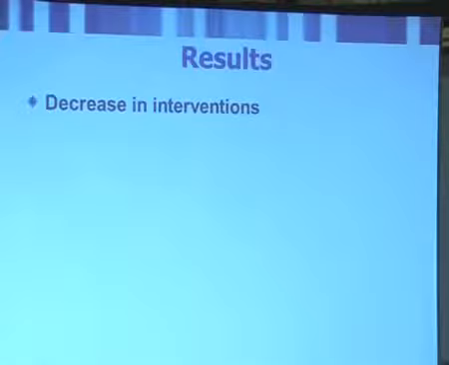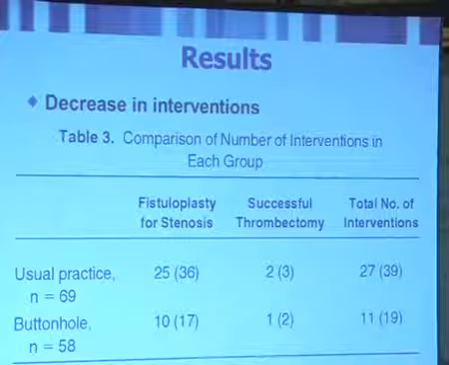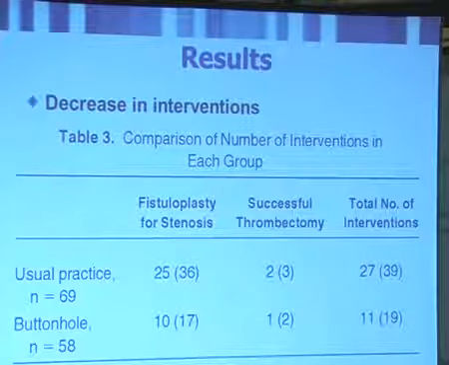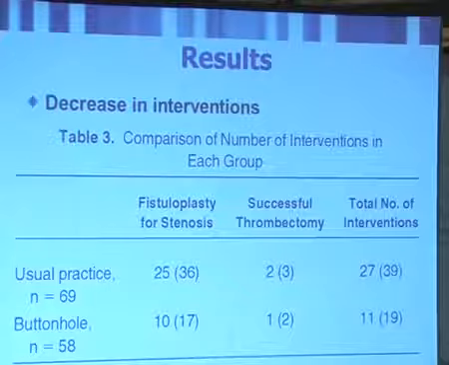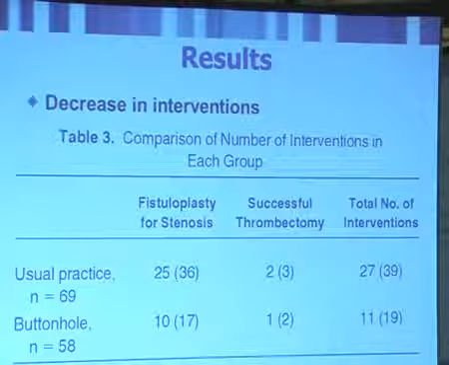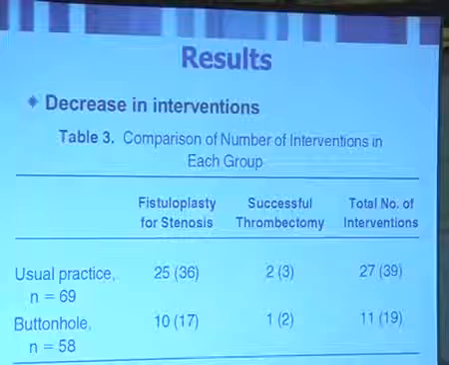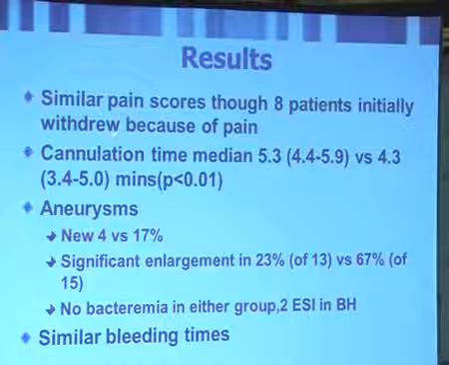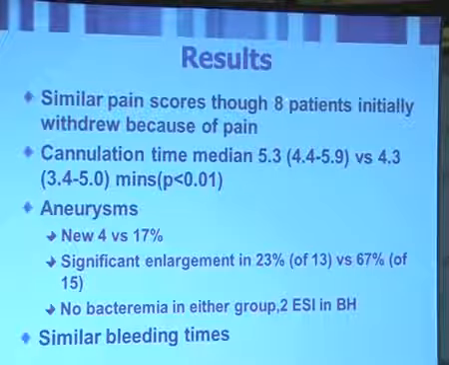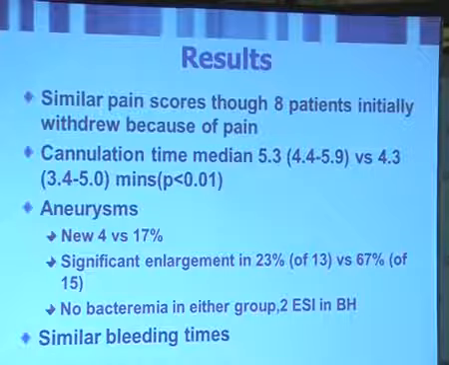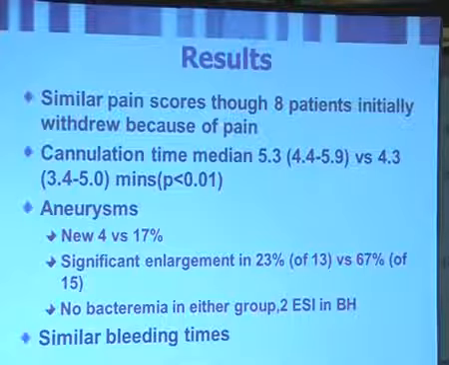There was significant decrease in interventions with the buttonhole group. Only 11 patients as opposed to 27 required interventions. Significantly less use of fistuloplasty, approximately half. So obviously the patients who were on buttonhole technique had better fistula survival, had decreased requirement of interventions. They had similar pain scores, though 8 patients initially actually withdrew from the buttonhole because of increased pain. This is during the tunnel formation. So once the tunnel formation is there, maybe the pain perception is much lower.